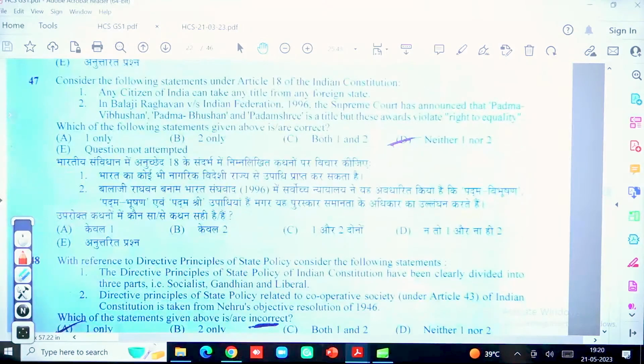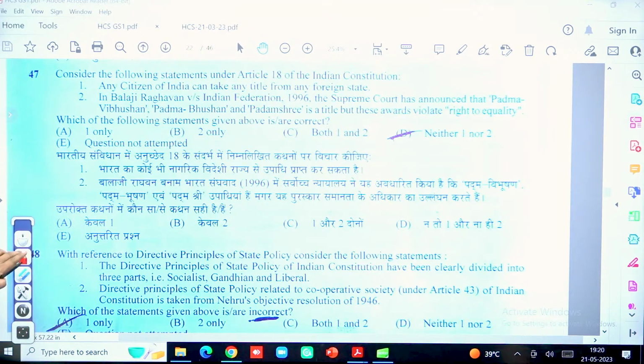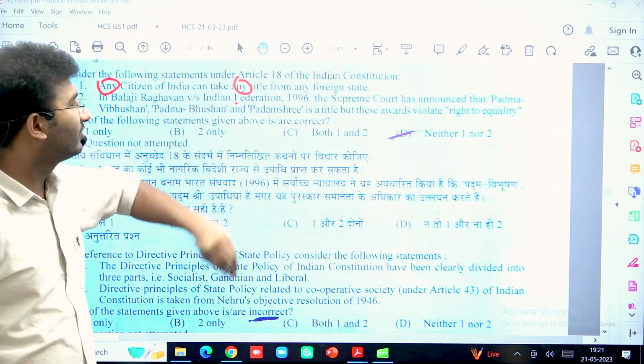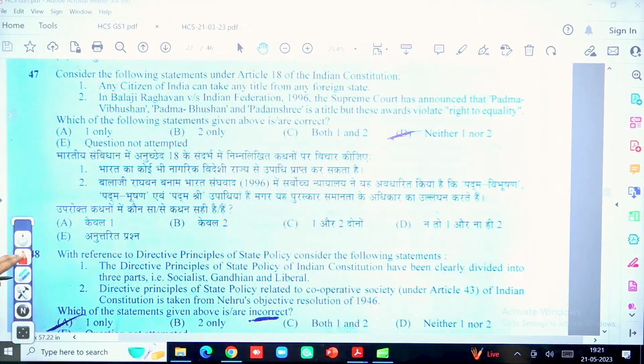Question number 47. Consider the following statements under Article 18 of the Indian Constitution. See, any citizen of India can take any title from any foreign state. So, look here, any citizen of India can take any title from a foreign state? No. The answer is wrong.